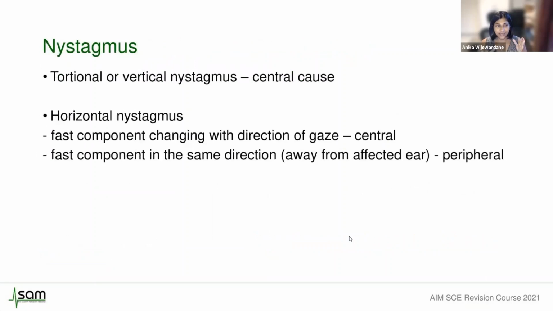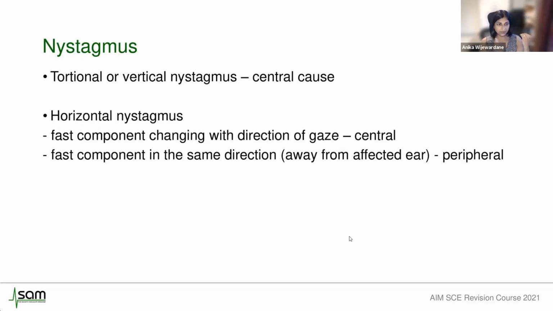So again, just some bullet points under nystagmus. If they describe torsional or vertical nystagmus, that would make you point towards a central cause. And if they just describe that, you then take that into context and say, they want me to be thinking about, well, really a stroke in these conditions, because that's what you'd see more acutely. And if they describe horizontal nystagmus, that could be a central cause or a peripheral cause.